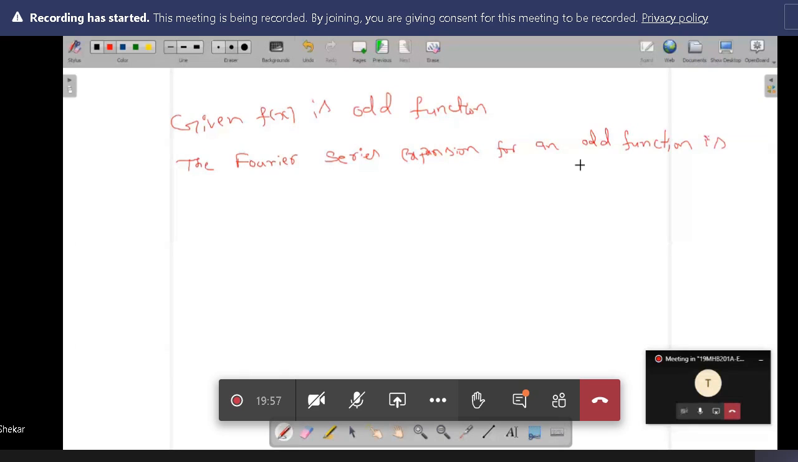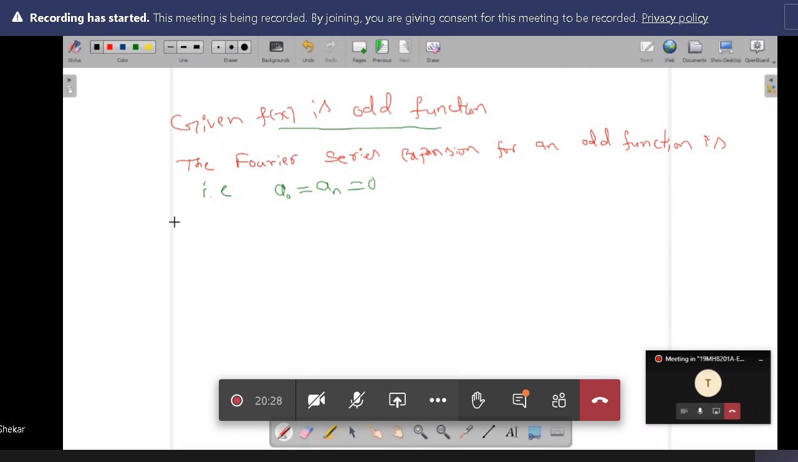If it is an odd function, which terms in the Fourier series will be 0? The cosine terms must be 0. That means a0 and an are both zero if it is an odd function. If it is even, only bn, that is the sine terms, are 0.